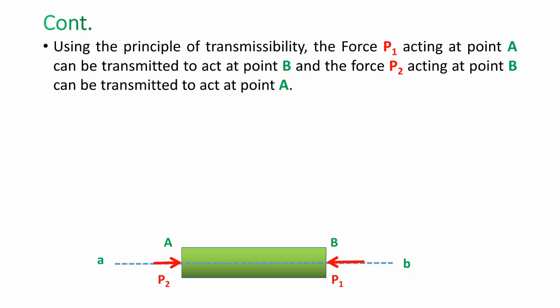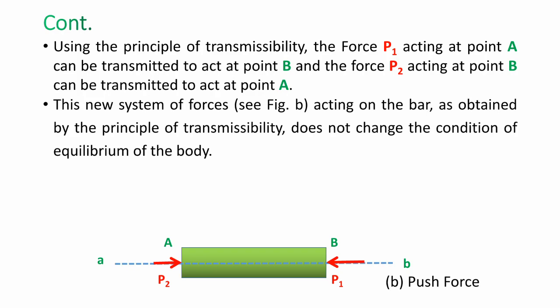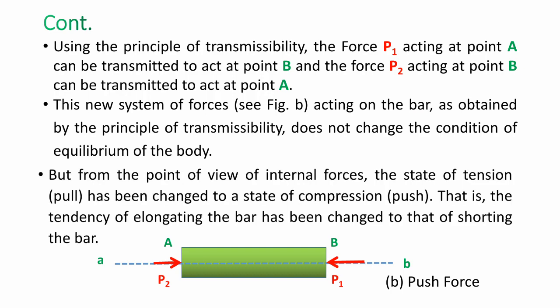In this case also, the line of action is the same, because without changing the equilibrium position, you can transmit the forces from one point to another in the line of action. So in this case it is called the push force. The new system of forces acting on the bar, as obtained by the principle of transmissibility, does not change the condition of equilibrium of the body. But from the point of view of internal forces, the state of tension, that means pull, has been changed to the state of compression. That is, the tendency of elongating the bar has been changed to shortening of the bar. That's the only difference in this case.